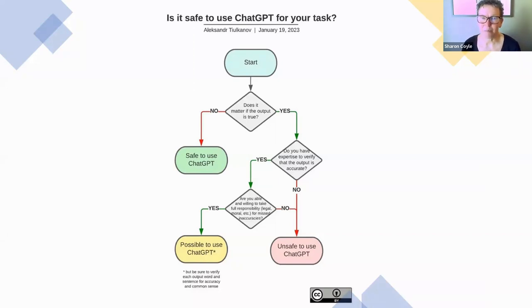If it does matter that the output is true, then the next question is, do you have the expertise to verify that the output is accurate? If no, then it's unsafe. If yes, are you willing to take full responsibility, legal, moral, et cetera, for missed inaccuracies? If it's yes, then it's safe to use. It's possible to use ChatGPT, but with an asterisk: be sure to verify each output word and sentence for accuracy and common sense. So even though I personally kind of like the idea of using ChatGPT for education, you need to keep this flowchart in mind.